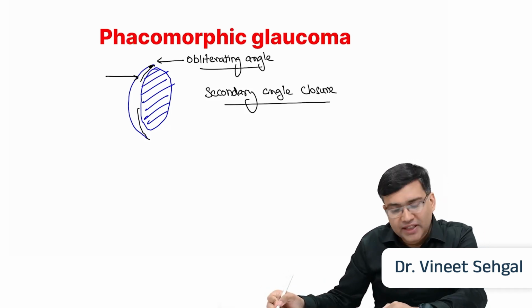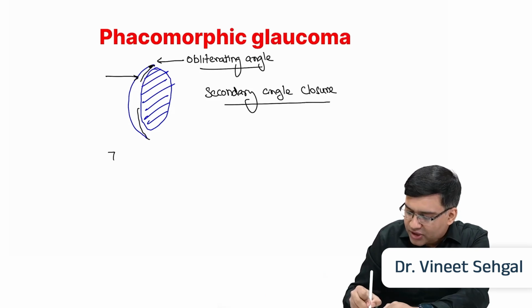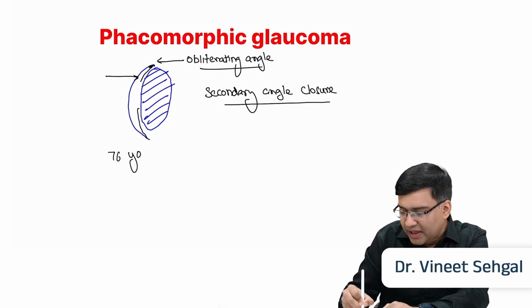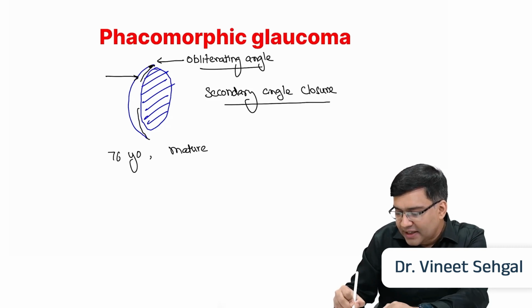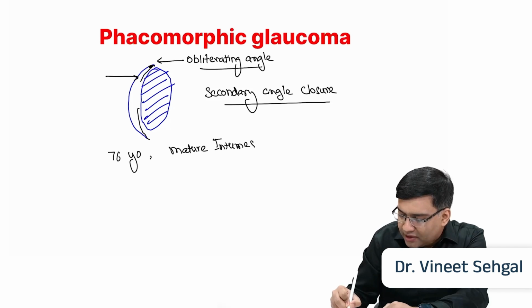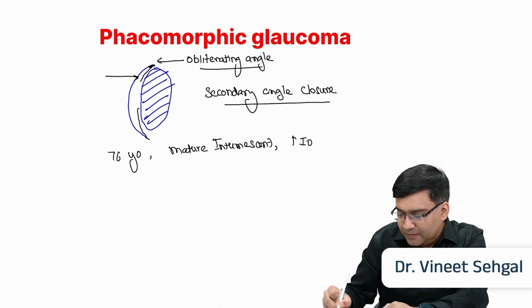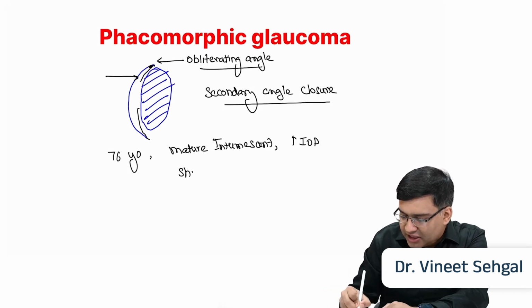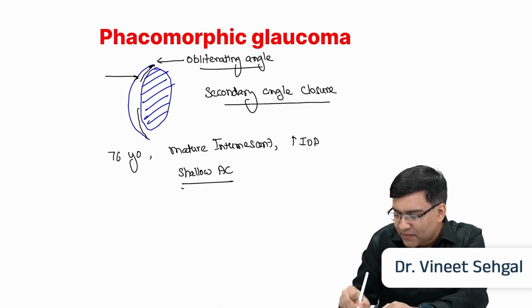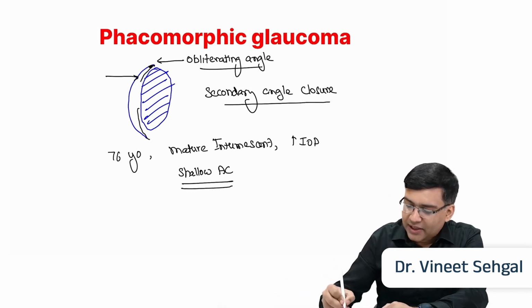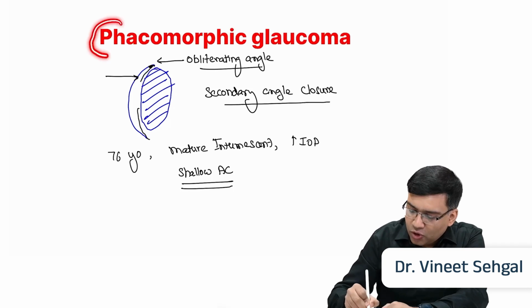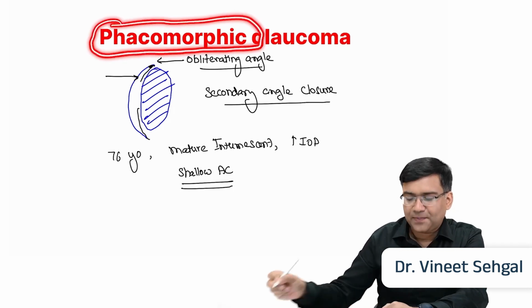Okay, so how would they give a question? They would give a question again like a 76-year-old male with mature intumescent cataract came to the OPD with very high intraocular pressure and there is a shallow AC. So as soon as the word comes shallow AC, shallow anterior chamber, your diagnosis then would be phacomorphic glaucoma.